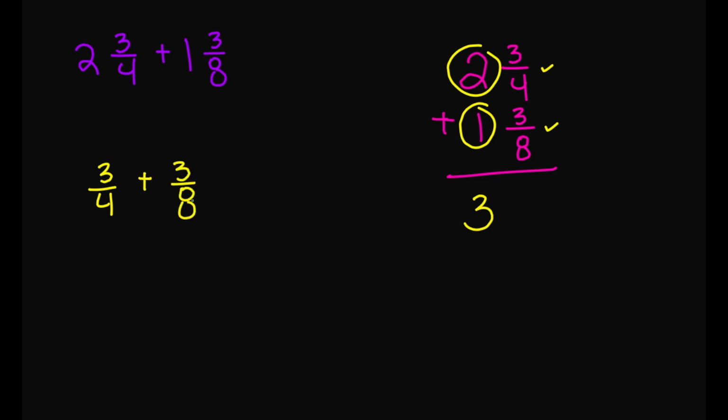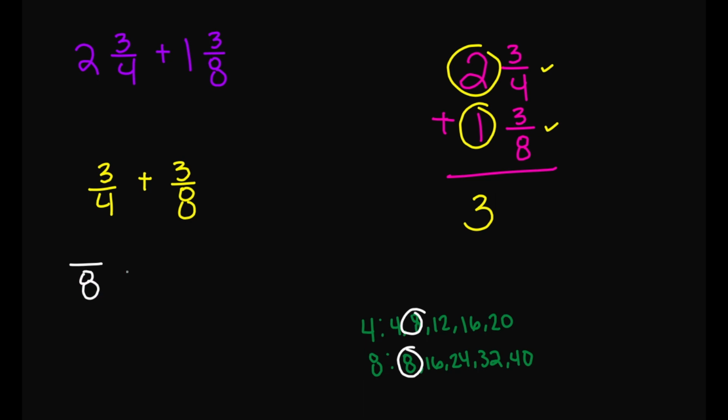My denominators are not the same, so I need to find a common denominator. I'm going to go down here to list the multiples of my 4 and my 8. For my 4, we have 4, 8, 12, 16, and 20. And then for my 8, we have 8, 16, 24, 32, and 40. The least common multiple that we have between these two is going to be the number 8.